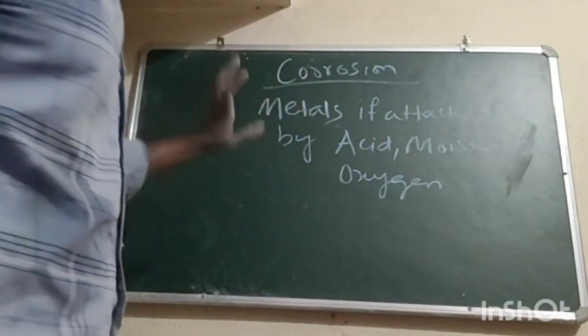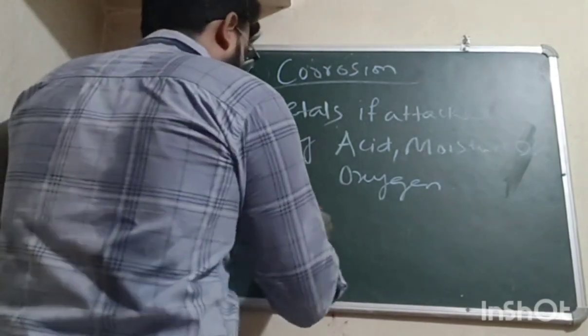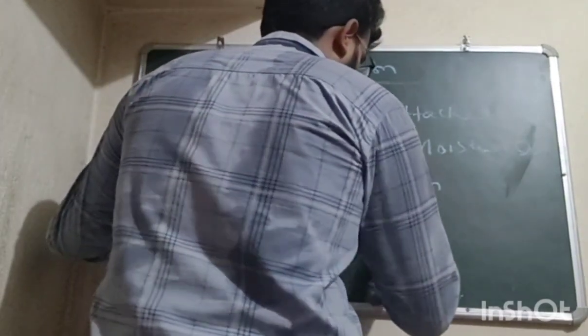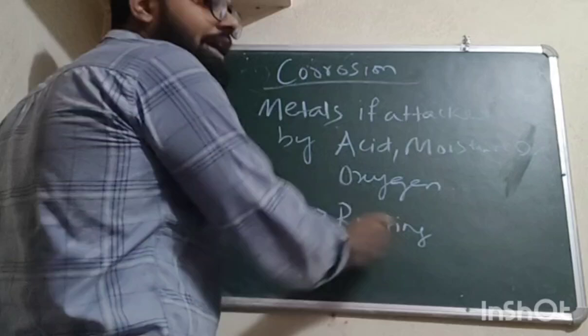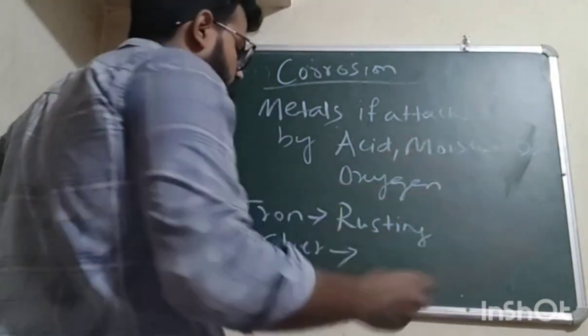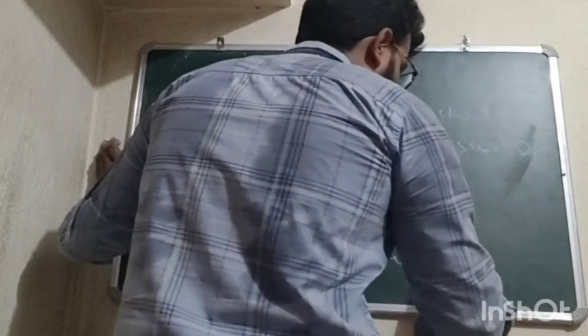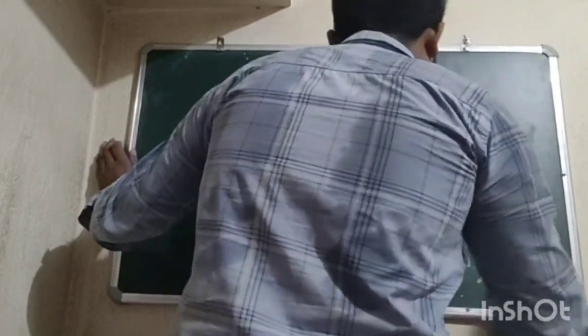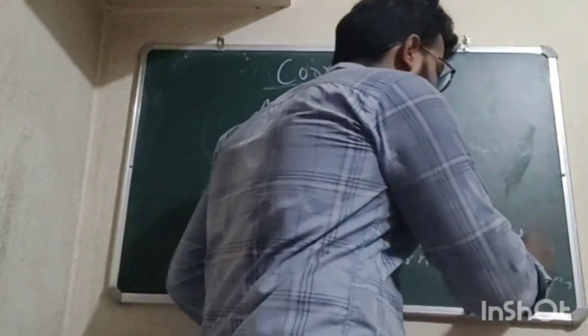Now this corrosion, for iron we call it rusting. Corrosion of iron is known as rusting. Corrosion of silver or silver ornaments is known as tarnishing or tarnished. Rusting or rusted. This is tarnishing or tarnished, right?